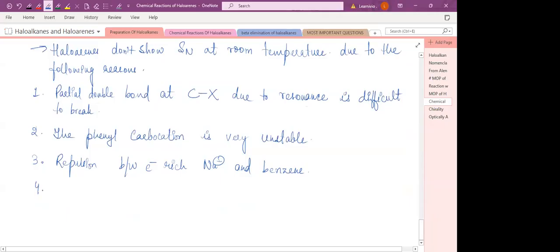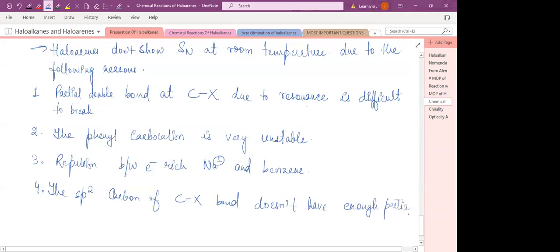Fourth point, the sp2 carbon of the CX bond doesn't have enough partial positive charge to attract the nucleophile.